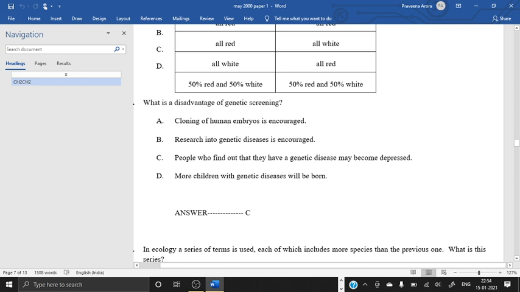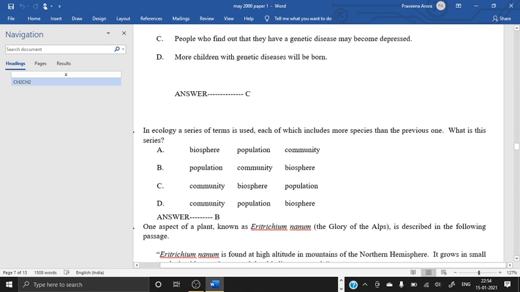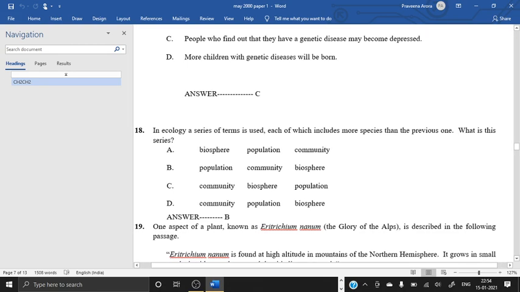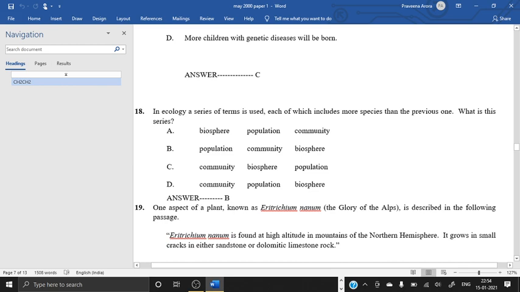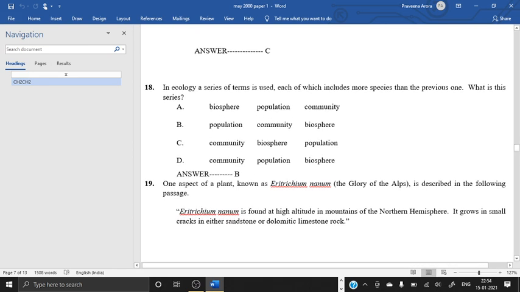Answer is C. People who find out that they have a genetic disease may become depressed. Then the next question, number 18, is in ecology. A series of terms is used, each of which includes more species than the previous one. What is this series? That is B, population, community, and biosphere.